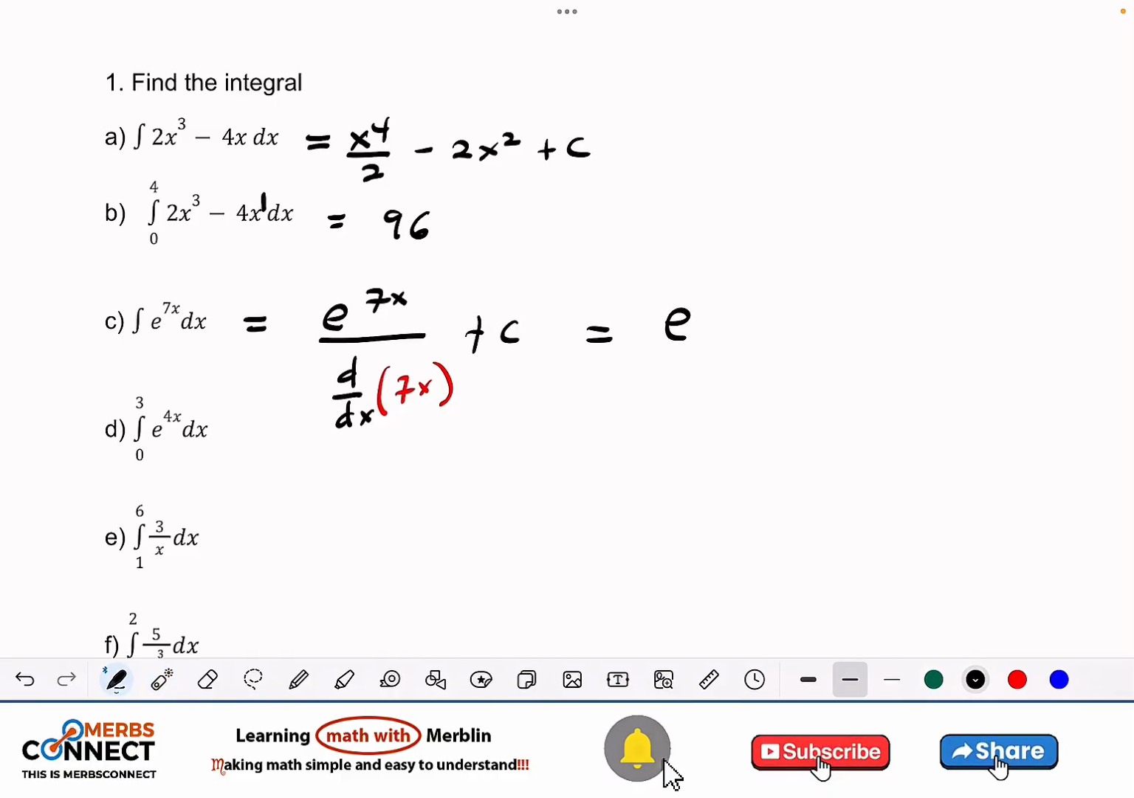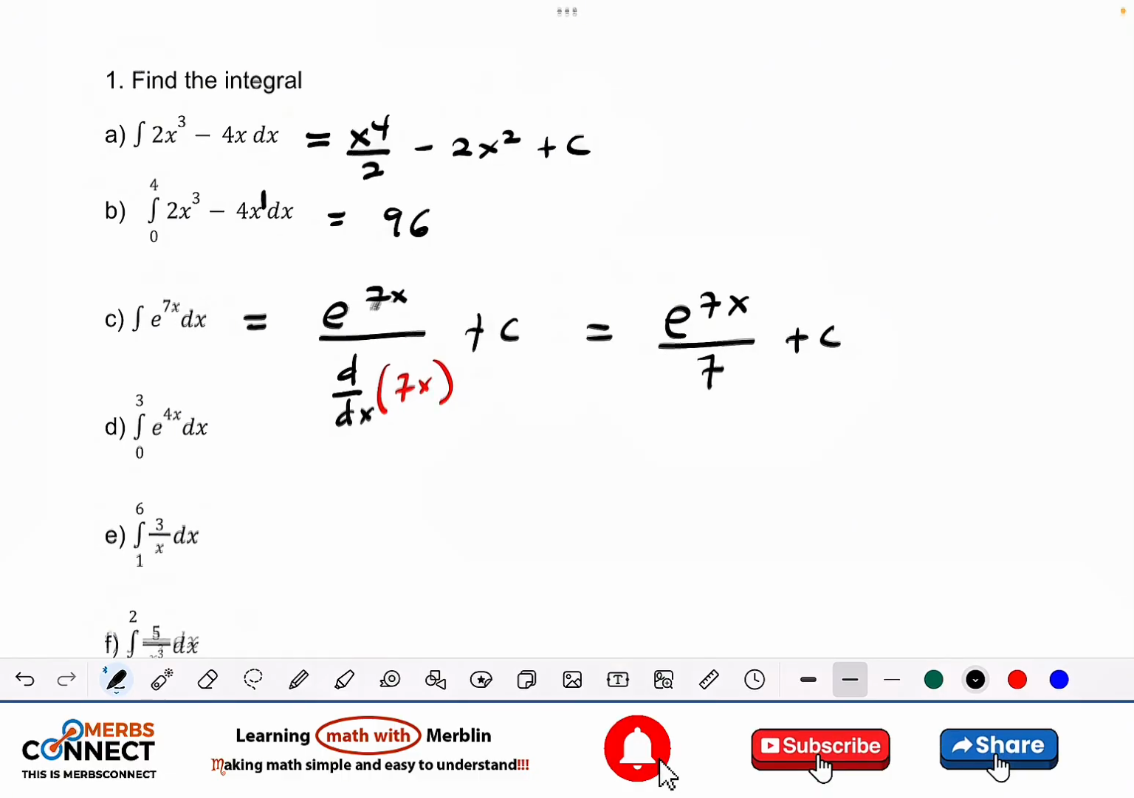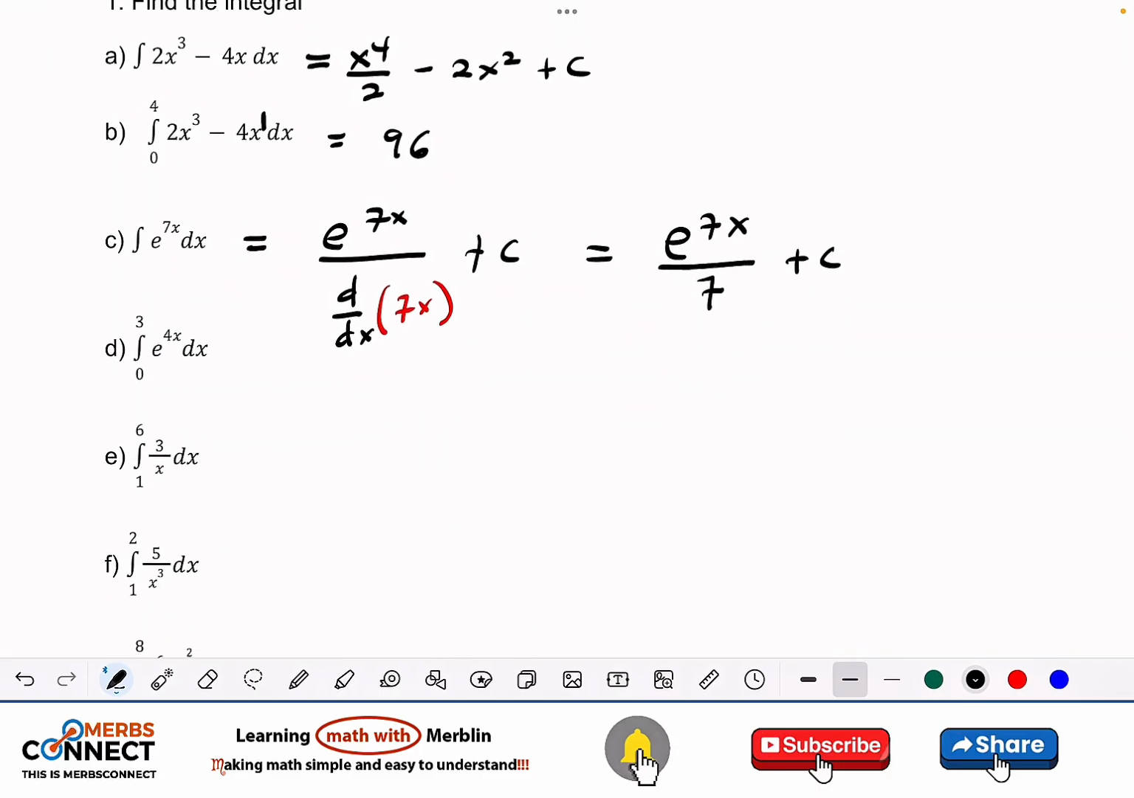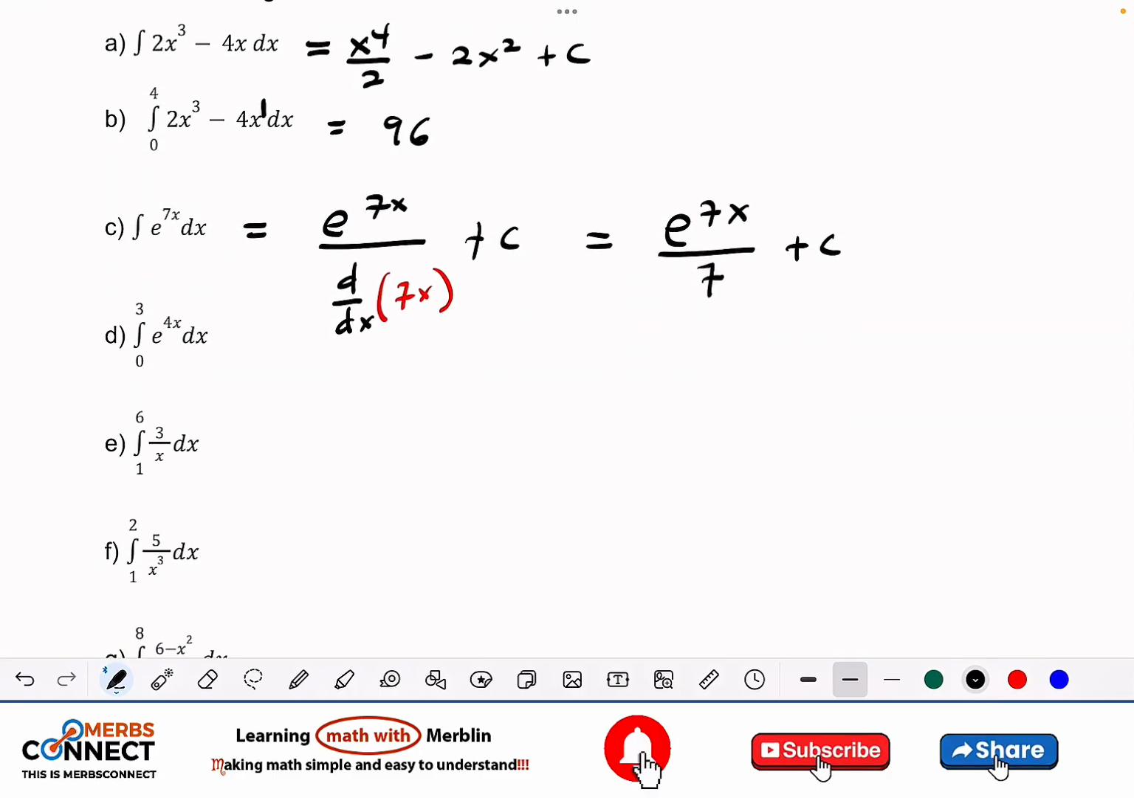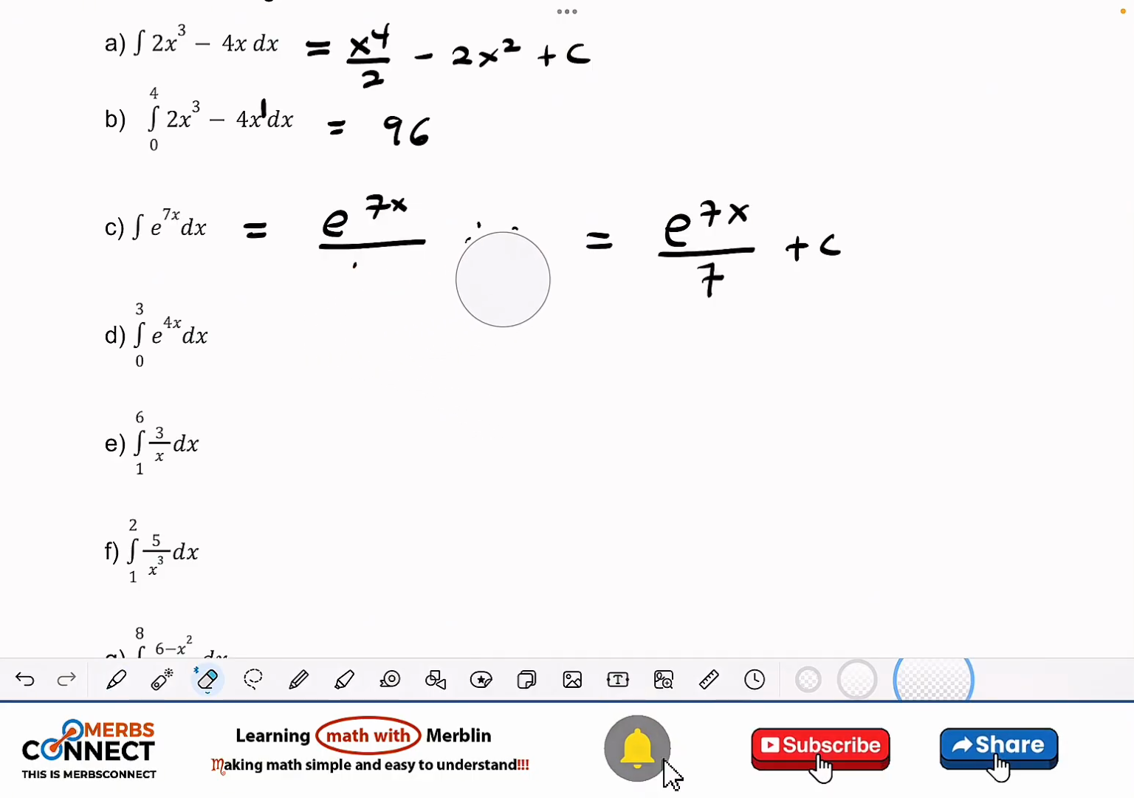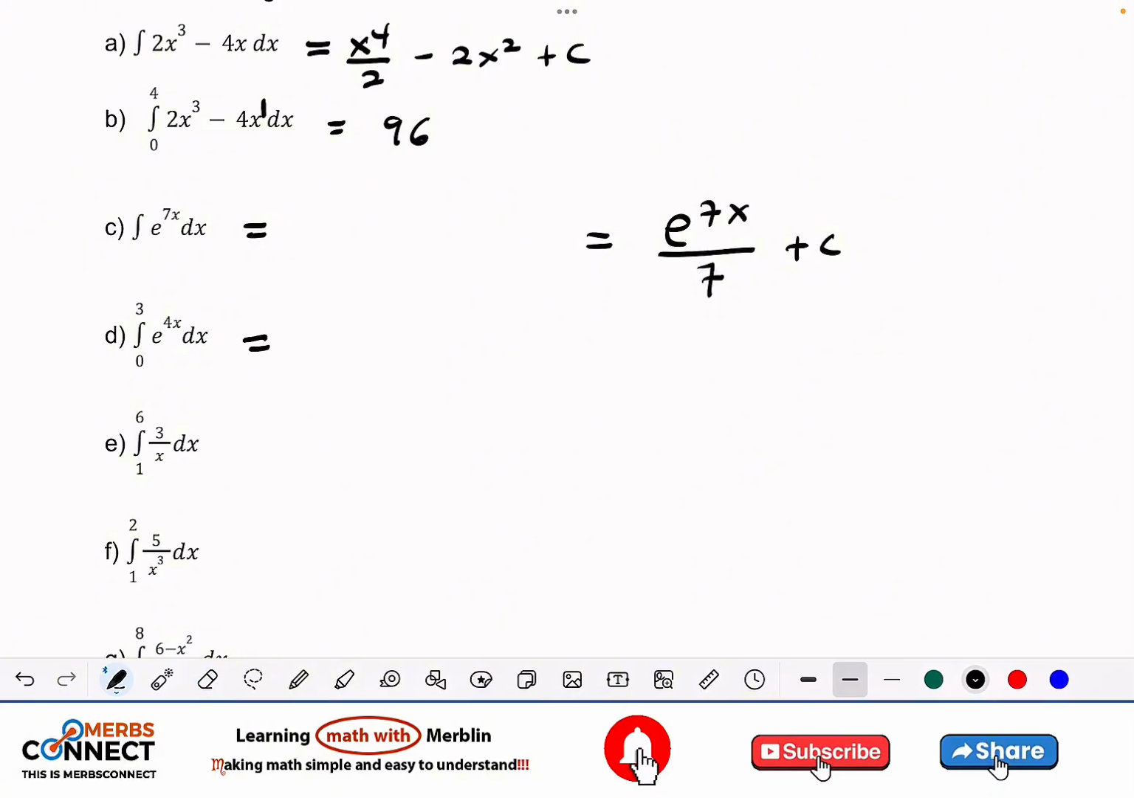So let's do that. We are going to have e to the power 7x divided by, now when I differentiate 7x, what am I going to get? 7, then I add plus c. So this is what I'm going to get for the c. Good. Let's look at the b. So b is basically almost the same as what we just did here. So the same thing. Let me just clean the solution here. So this is the c. So the b is the same thing.